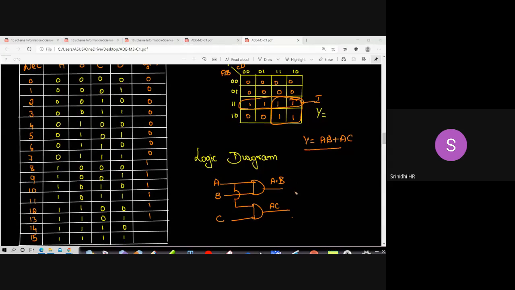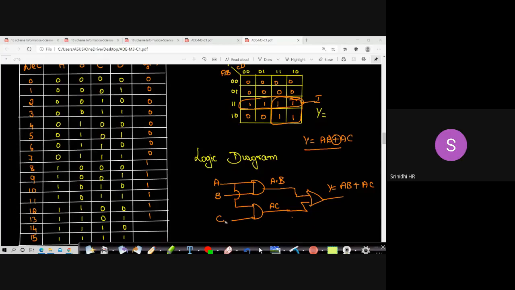I have my AB and AC ready. What is the sign between them? It is the sum operation, so I'll take an OR gate, a two input OR gate. Finally my answer will be Y is equal to AB plus AC. Any doubts in this? No, sir. Okay.